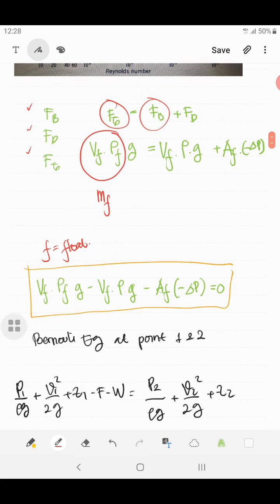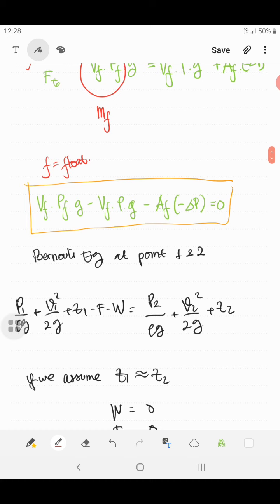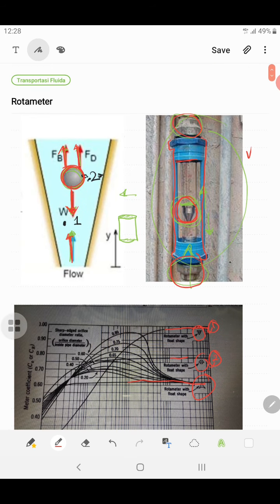Lalu kita susun persamaannya menjadi seperti ini. Volume ini, berarti yang di sini adalah F gravitasi, ini adalah F buoyancy, dan yang ini adalah F dari driving force. Nah, kita tinjau titik 1 dan 2. Titik 1 ada di bawah lokasi metering float. Yang 2 adalah tepat di tengah-tengah metering float. Nah, 2 itu sebenarnya posisi celah di antara metering float dengan pipa.